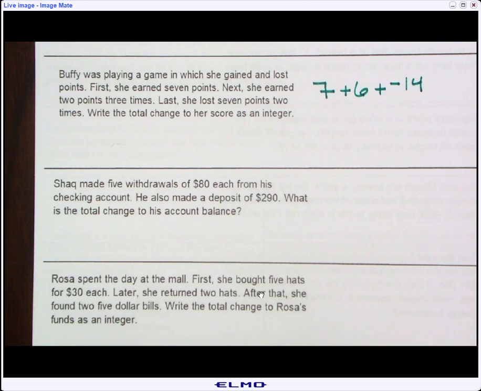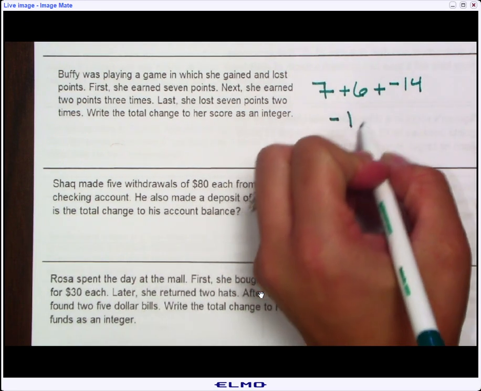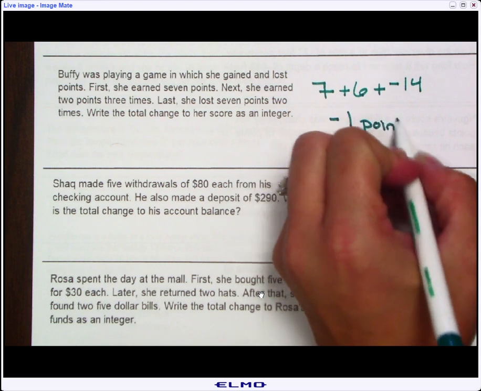I'm just going to throw that in my calculator. And when I do, I see that she ended up with -1 points.